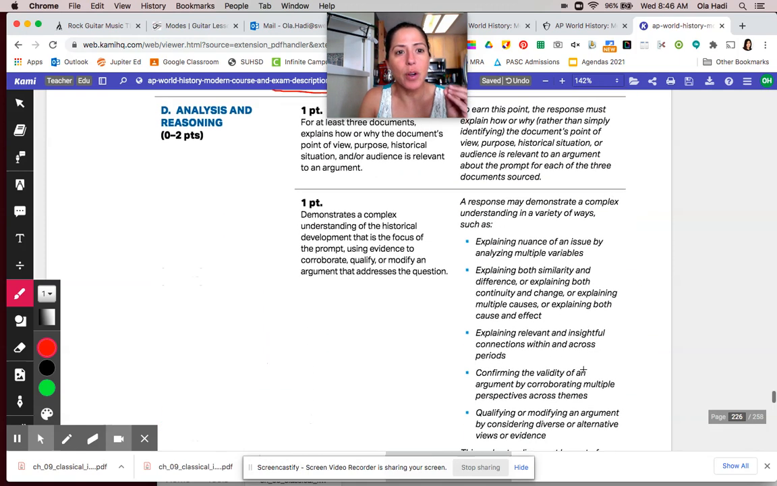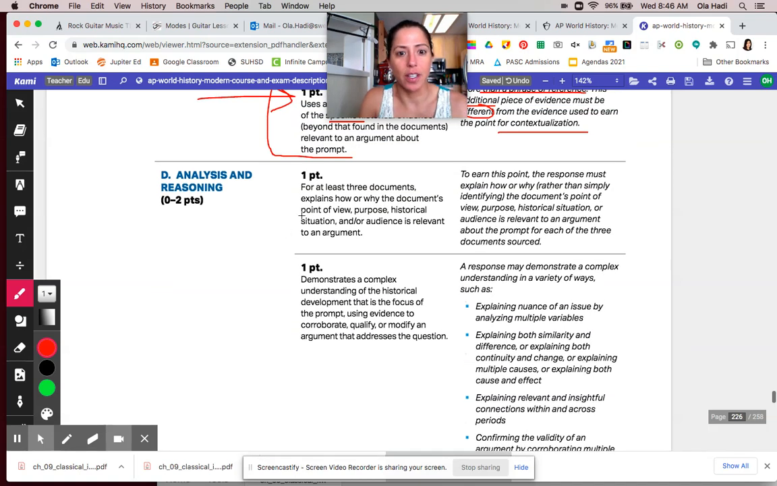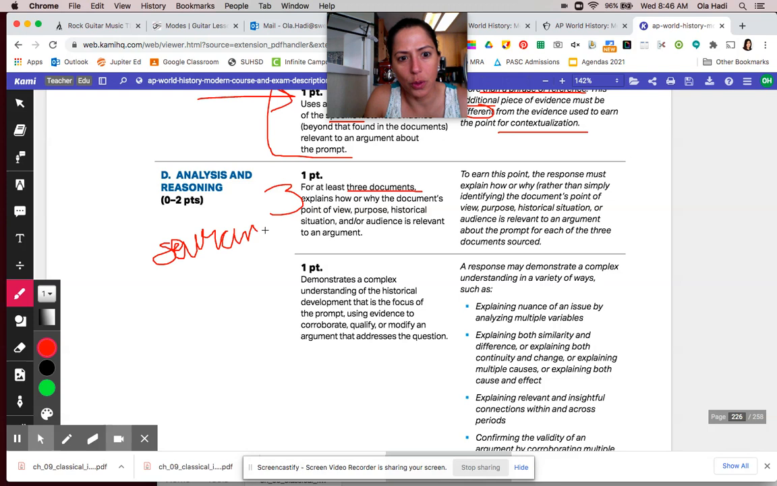And then the last part is analysis and reasoning. There are 2 different points, and I've graded this before, and they will give you the point if you get it. You don't have to get both to get the points, so you get them separately. For analysis and reasoning, for at least 3 documents, you have to do what's called sourcing. Most teachers these days teach this using some kind of acronym. In the past, I've used the acronym FIA. These days, I use the acronym HAPPY.